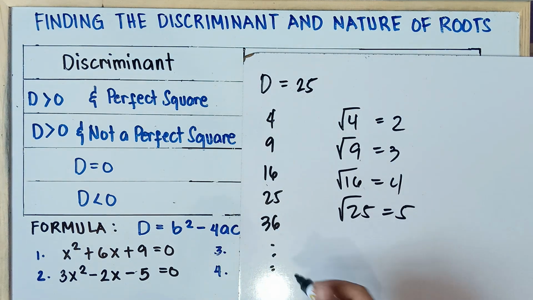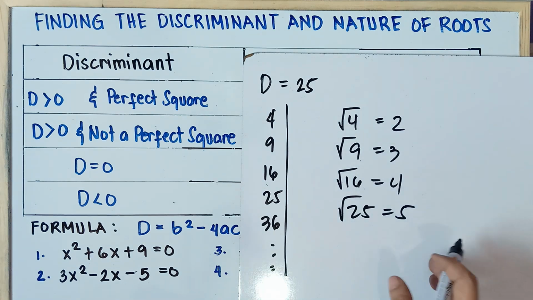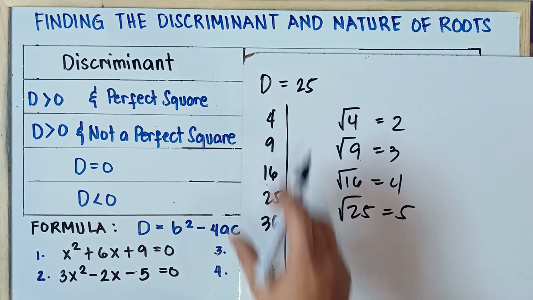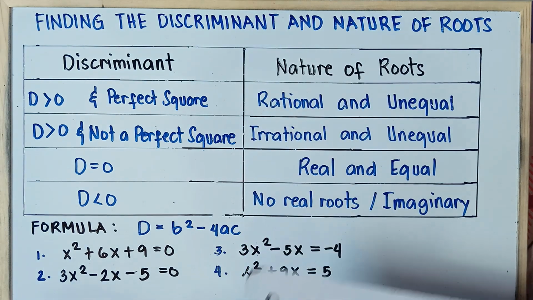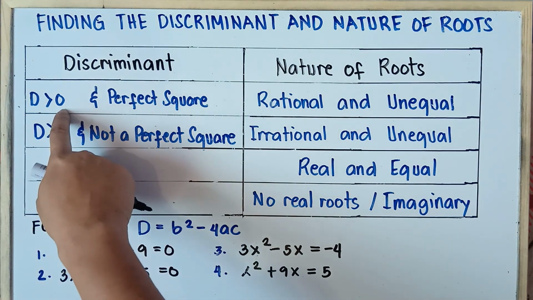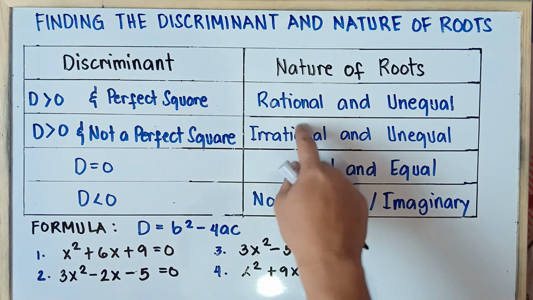Therefore, class, we call these numbers perfect squares because when we get the square root of these numbers, our answer is an integer, a whole number. And we have many perfect squares, class: 36, 49, 64, 81, and so on. Once again, when you solve for the discriminant using this formula and your answer is greater than 0 and it is a perfect square, the nature of roots would be rational and unequal.